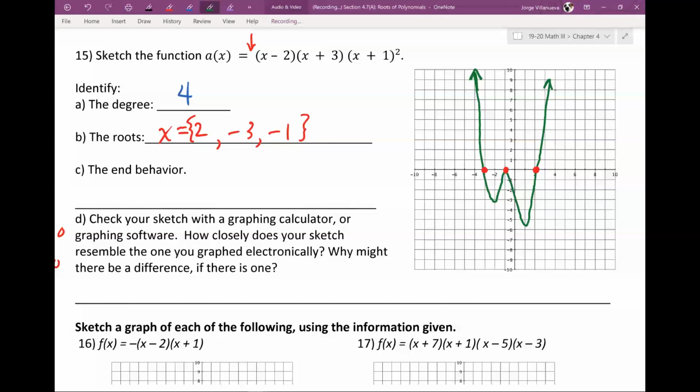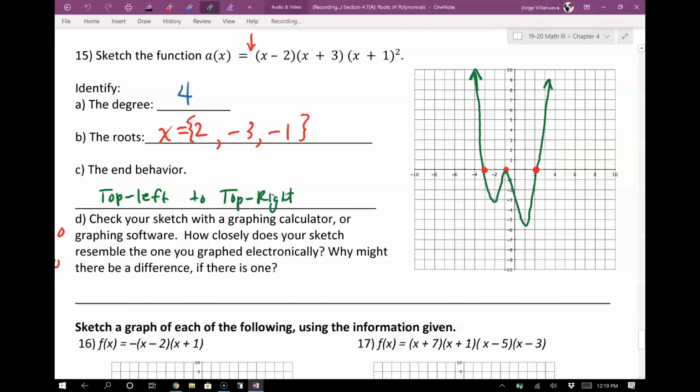Okay, but let me just write end behavior: top left to top right. Okay, check your sketch with a graphing calculator or graphing software. How closely does your sketch resemble the one? What might be the difference? I can tell you the differences are going to be the heights in these loops. I can tell you that the differences will be the heights in those loops.